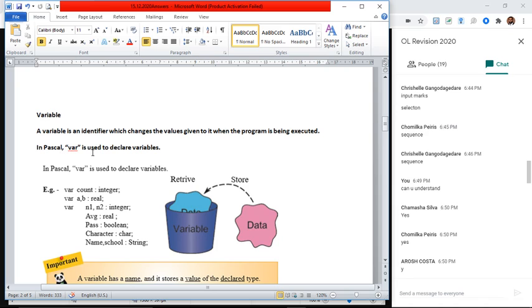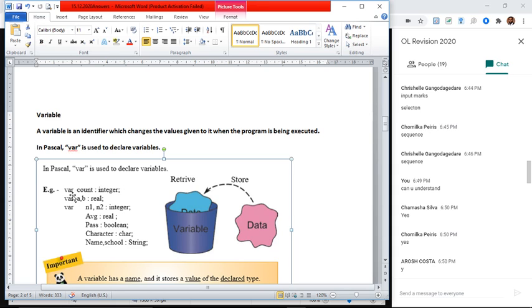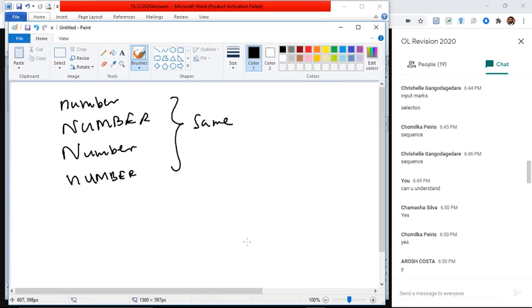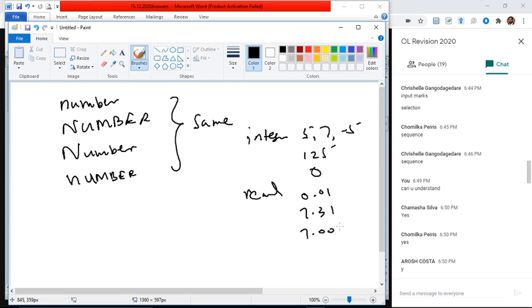In Pascal, var is used to declare the variable. එතකොට Pascal වල මේ var කියන keyword එක පාවිච්චි කරලා තමයි අපි variable එකක් declare කරන්නේ. එතකොට ඒගොල්ලන් දීලා තියෙනවා var count equal integer. Okay? var a, b real. එතකොට integer කියලා කියන්නේ numbers නේද? 5 6 නේද? integer කිව්වොත් එහෙම integer 5 7 ඍණ 5 නේද? 125 බිංදුව. ඕවා integer. real කිව්වොත් එහෙම 0.1 01 7.31 7.001 minus 5.03 ඔය විදිහට මේවා real.